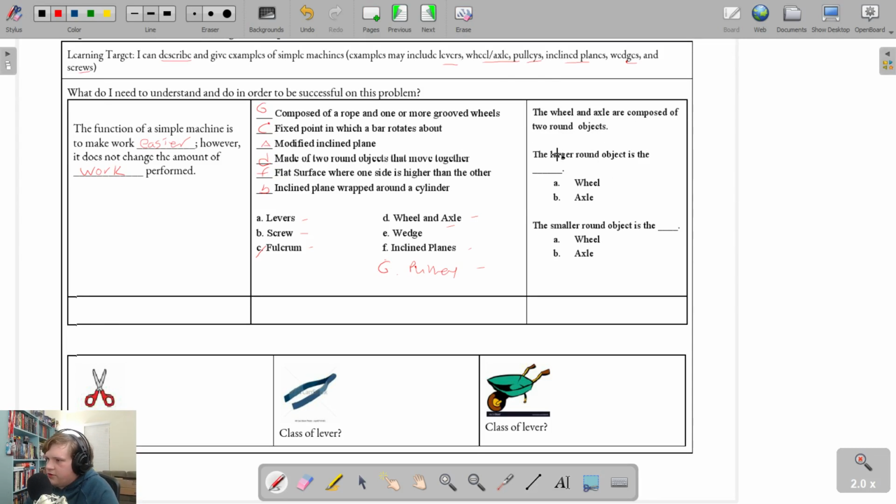The wheel and axle are composed of two round objects. The larger round object is our wheel, obviously, and the smaller one is our axle. Okay, just think of like a car or a cart. The largest round thing is your wheel. That's what sits there. Okay.